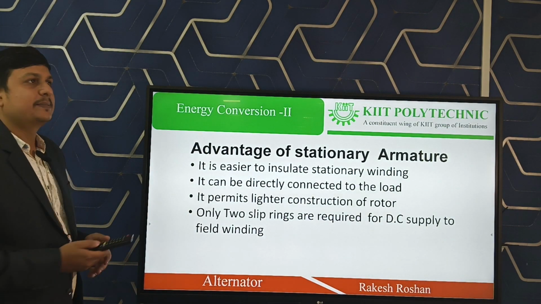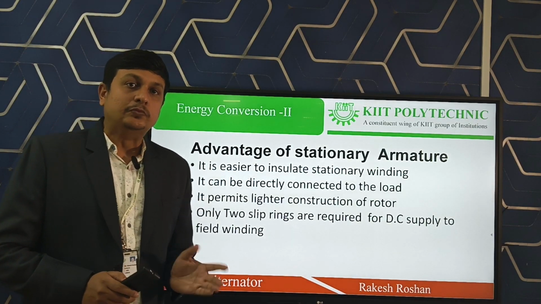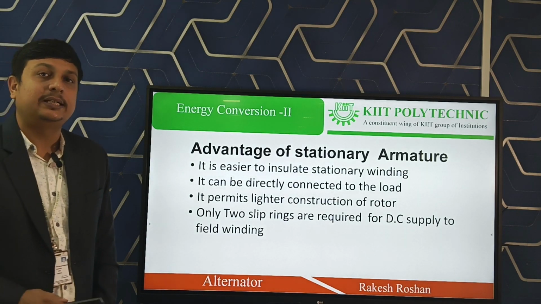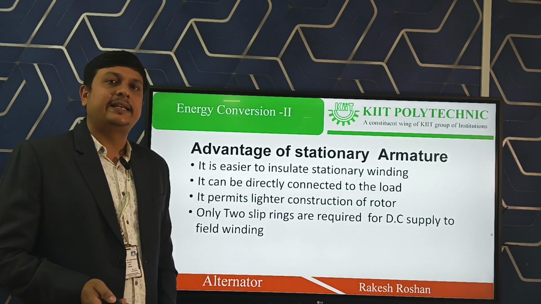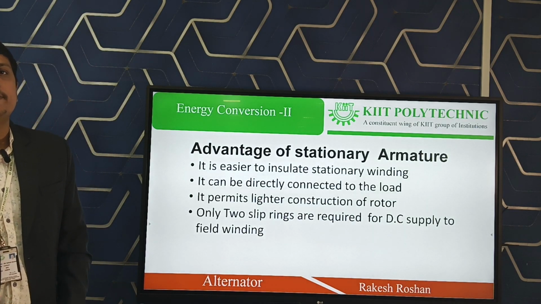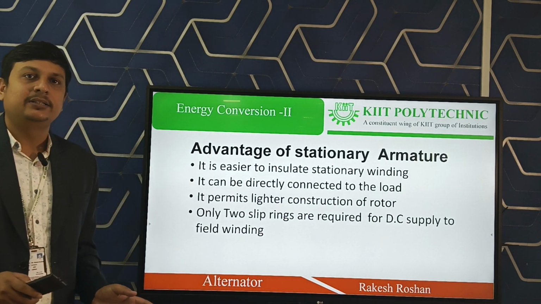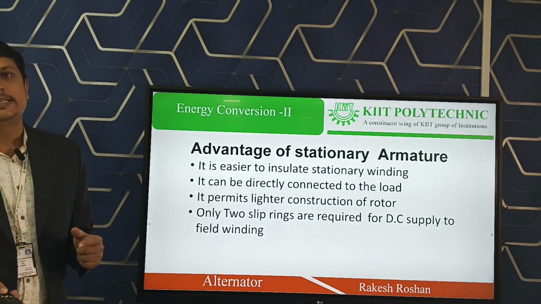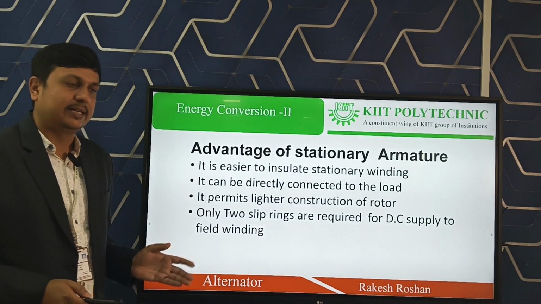Earlier I discussed some similarities between DC generator and alternator, but there is one important difference between both machines. If you recall the construction of DC generator, the field winding is placed in the stator and armature winding is placed in the rotor. But in case of alternator, things are just opposite. The field winding is present in the rotor and armature winding is placed in the stator.